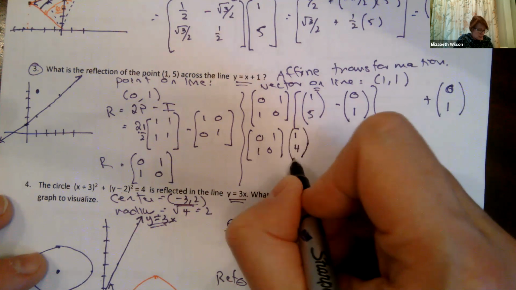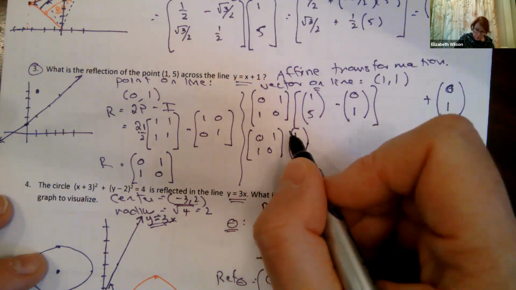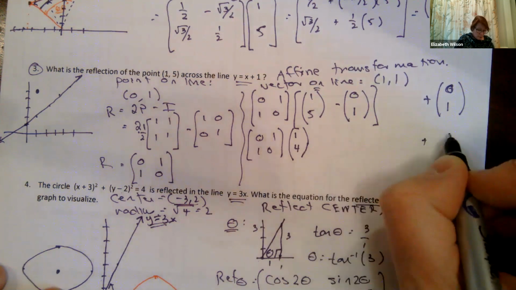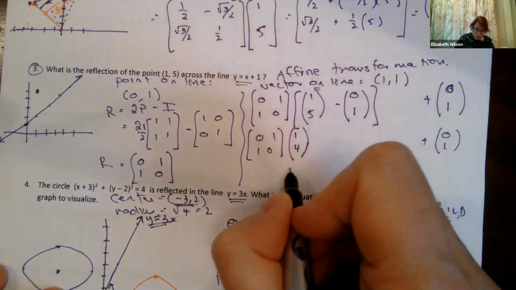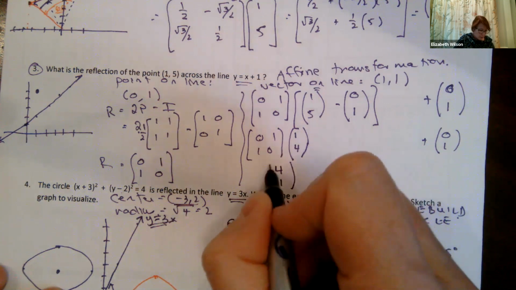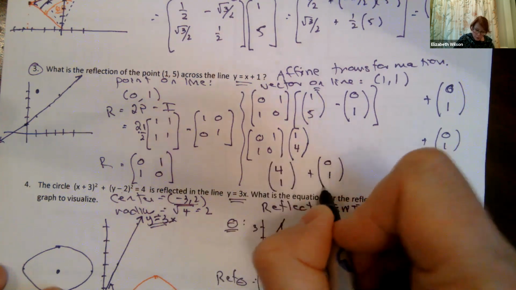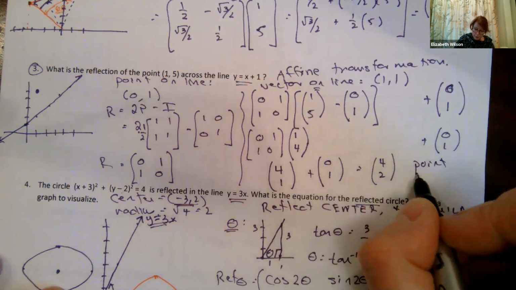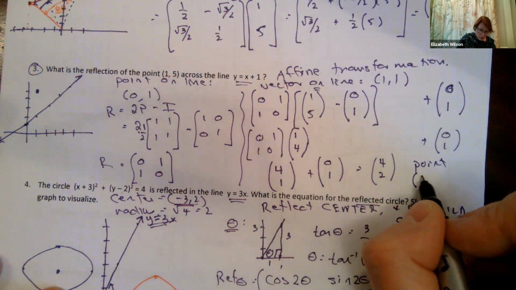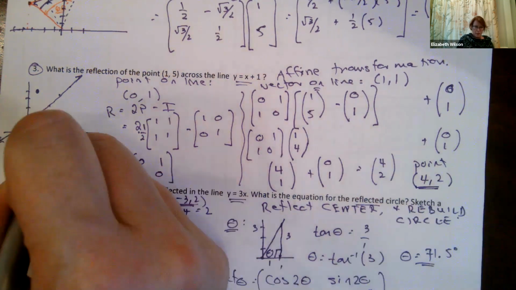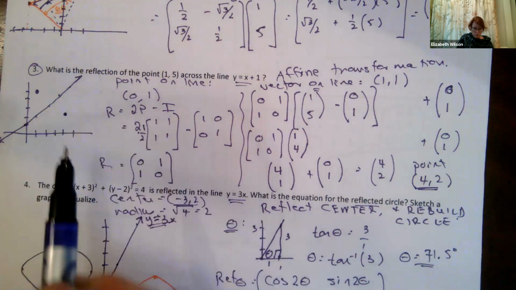So this is going to be 4, 1 plus 0, 1. This comes out to be 4, 2. So our reflected point is 4, 2. I'm going to go 1, 2, 3, 4, up 2. And it's in the right ballpark. Look, it even looks symmetrical, right?